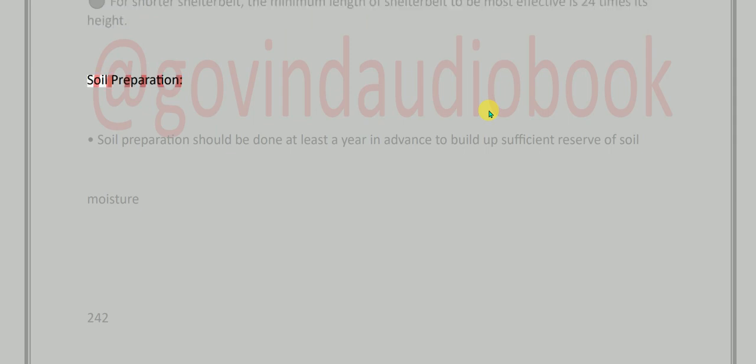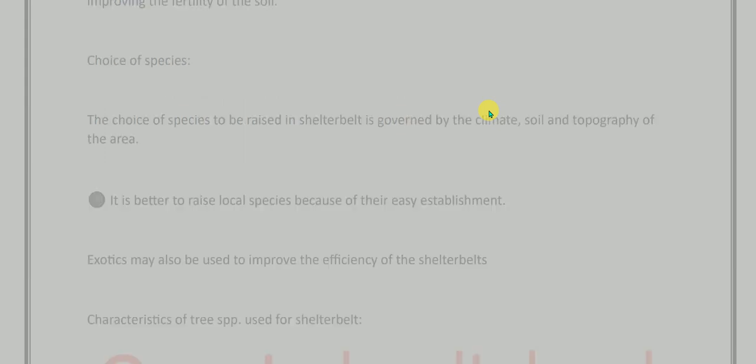Soil preparation. Soil preparation should be done at least a year in advance to build up a sufficient reserve of soil moisture. It may be done either mechanically or by manual labor. Leguminous crops may be raised for the first few years in between the rows of trees and shrubs for improving the fertility of the soil. Choice of species. The choice of species to be raised in a shelter belt is governed by the climate, soil and topography of the area. It is better to raise local species because of their easy establishment.